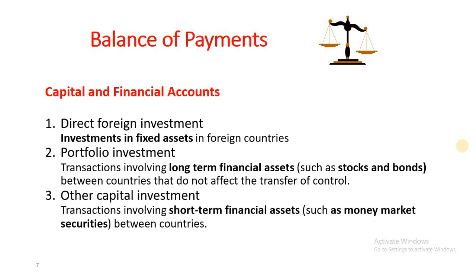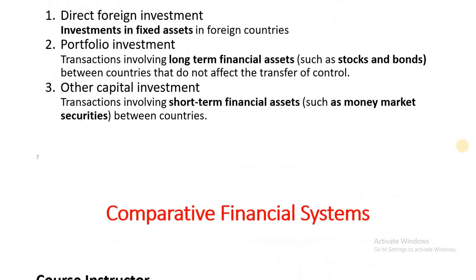And the final component of capital and financial account is other capital investment. It simply involves investment in short-term financial assets between countries. For example, money market securities are part of short-term financial assets. If investors invest in foreign money market securities, it will be part of other capital investment.